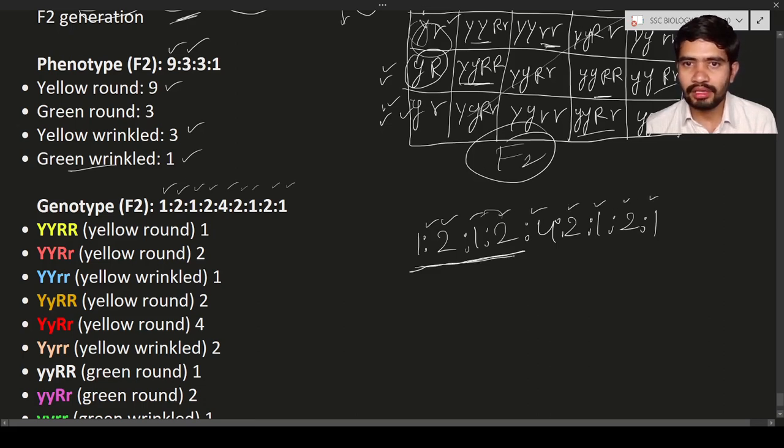1:2:1:2:4:2:2:1:1. So compare here. Okay, compare this ratio and also this ratio. Have you got it? It is the same. Okay, it is the same type. So by using this trick, you can write in this way.